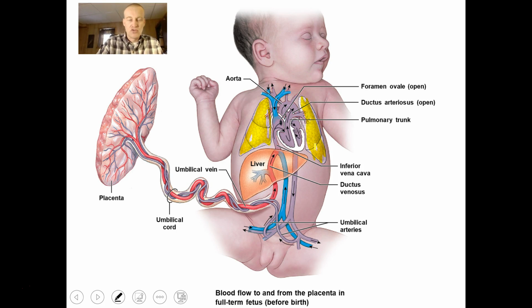is going to derive nourishment from comes from this organ over here called the placenta. The placenta is the organ that's going to basically be the connection between the baby and the mother, and that's where the baby's going to get its blood supply. That's where it's going to drop off its waste products, and that's where the baby's going to get its oxygenated blood.